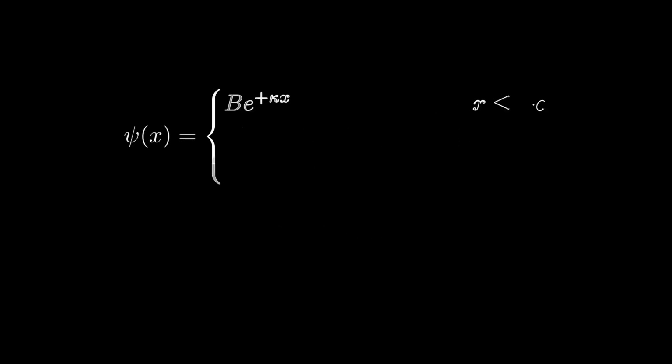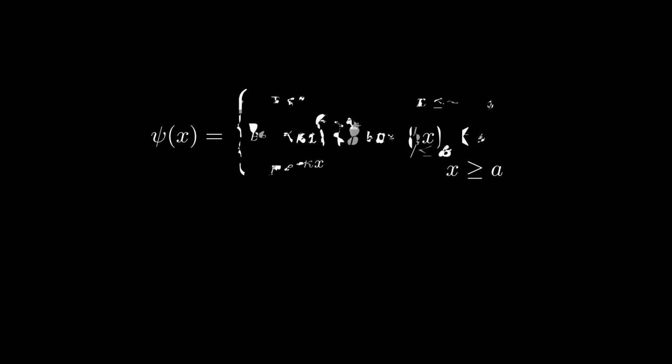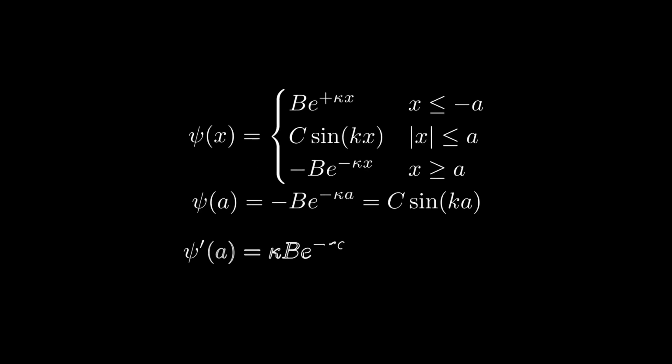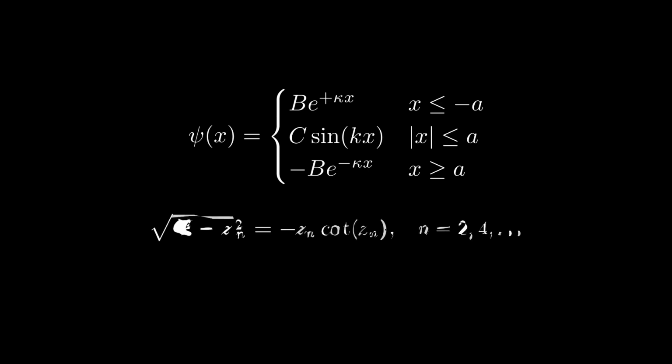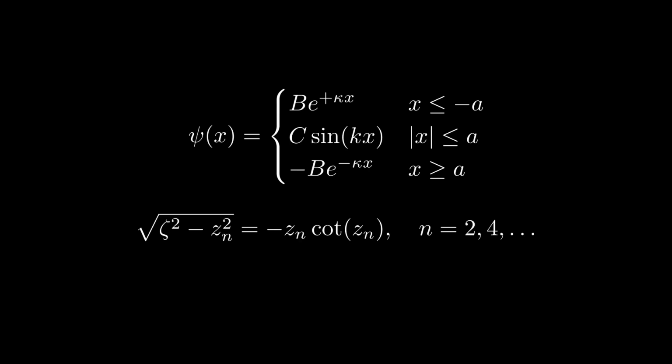We can repeat this analysis for the odd case as well, using the same set of relations to get the following transcendental relationship between z and zeta, which should look quite familiar to what we developed for the even case, except we now have minus cotangent instead of just tangent. Of course, we can then solve for z sub n again here to obtain the values for n equals 2, 4, and so on and so forth.